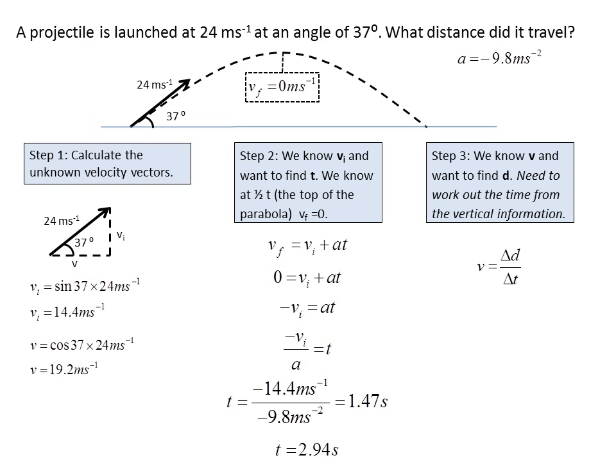Now, when we're working out the horizontal distance, we always just use this simple equation, the velocity equals change in distance over change in time.